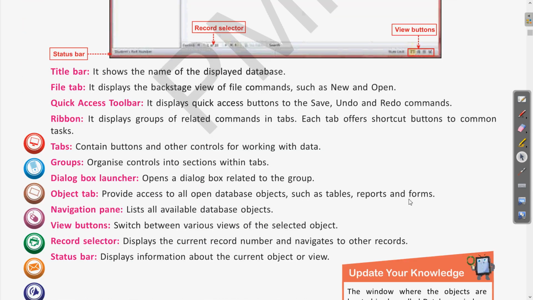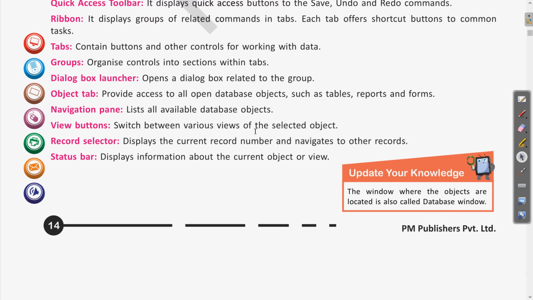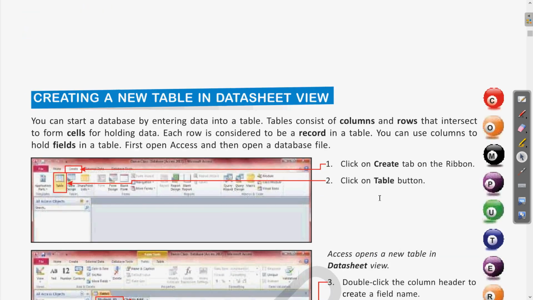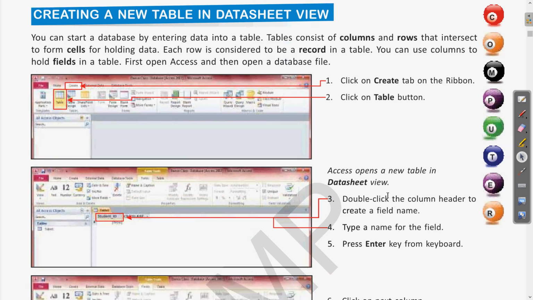Next is the explanation of these different terms which we have just seen. Then, to update your knowledge, the window where the objects are located is also called the database window. Clear? So the navigation area where the different objects are located is also called the database window.